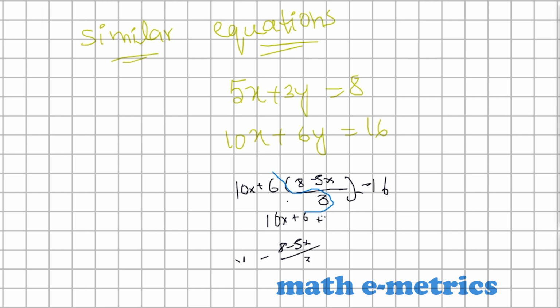See, 6 over 3 is what? 2. So it is twice of 8 minus 5x, which will be 16 minus 10x. Right there. Use a different color, not black.